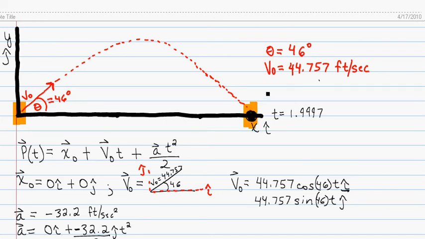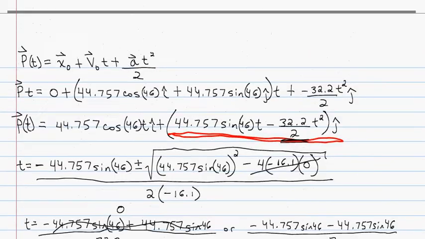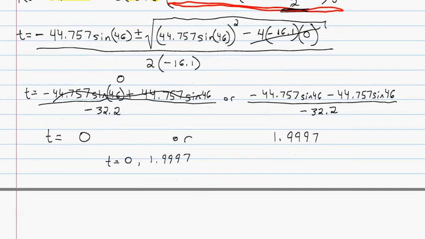So how has that helped us? Well, if we go back to where we started, if we take that time and fill it into the x or the i component right here, that'll tell us the distance we traveled from 0 seconds to 1.9997 seconds, and we know that's where we hit the ground. So that'll tell us the total distance traveled of the rocket.